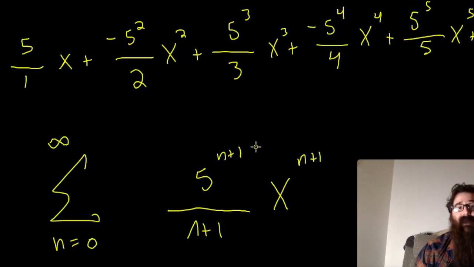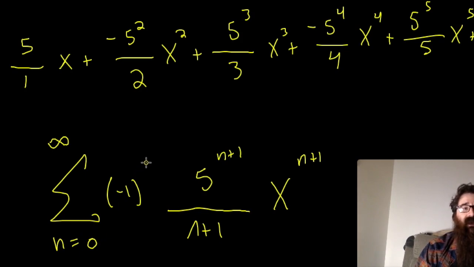The only thing that I haven't dealt with yet is the alternating sign. So I know how that's going to have to look. It's going to have to be -1 to some power. But I want to be careful here. The first term is positive, the second term is negative. So if my starting index is n equals 0, what I can do is -1 to the power of n.